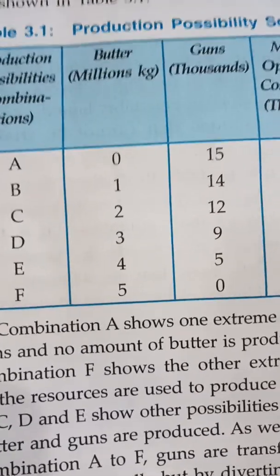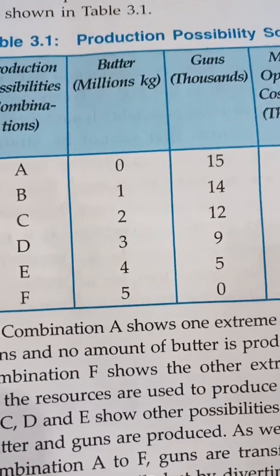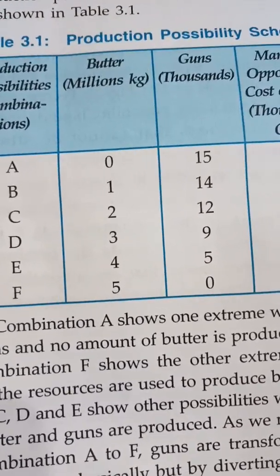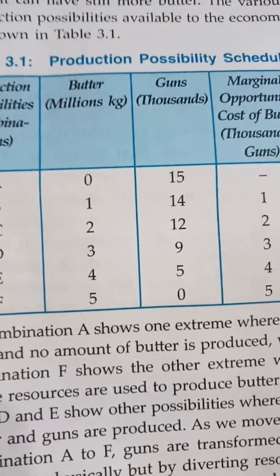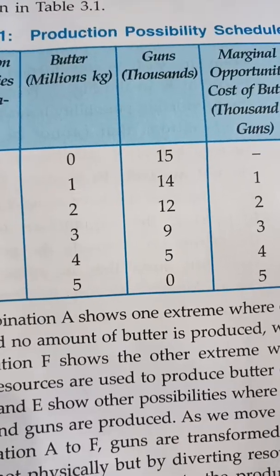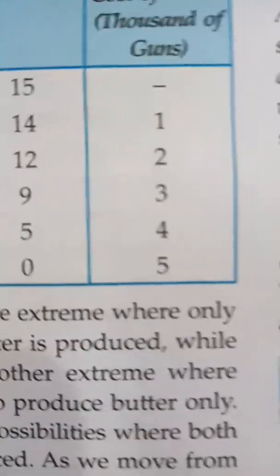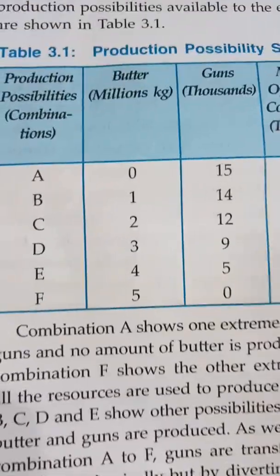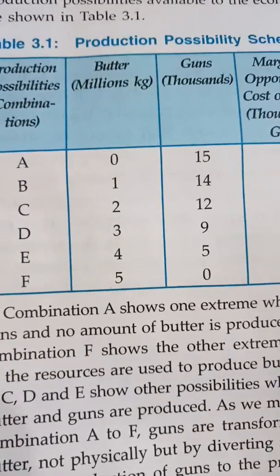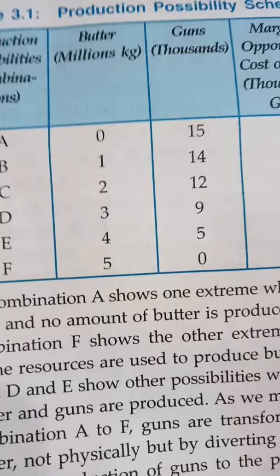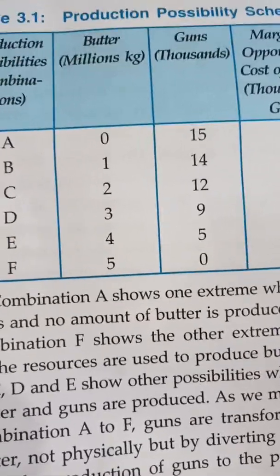Then combination D, that is 3 units of butter, and for that again some guns production is to be reduced. From 12 it becomes 9. Then how much guns production is reduced? 3. See here the value is 3. Then combination E: butter production is again increased by 1 unit. It becomes 4 from 3.